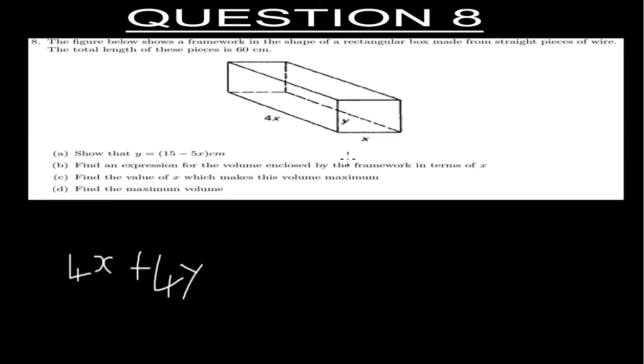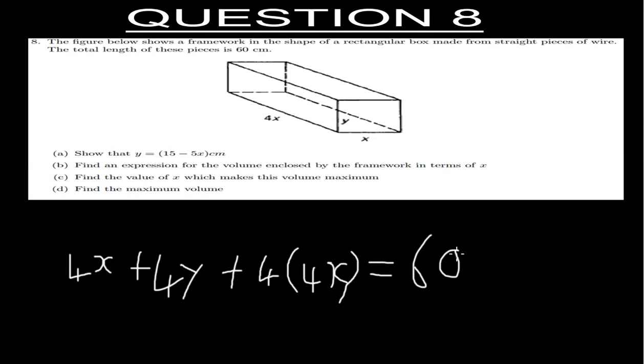Then let me also count the 4x lines which I have. I have 1, 2, 3, 4. I have 4x lines. So I'll just write 4 times 4x. So after adding all these pieces, I've been told the total should give me 60. So I'm supposed to get 60 after adding these lines.